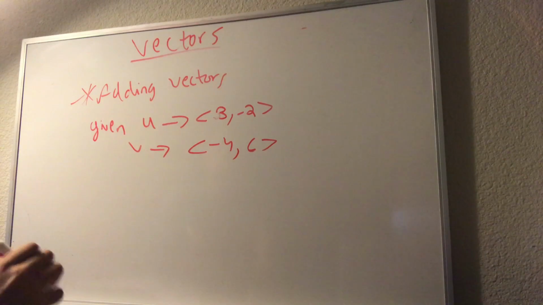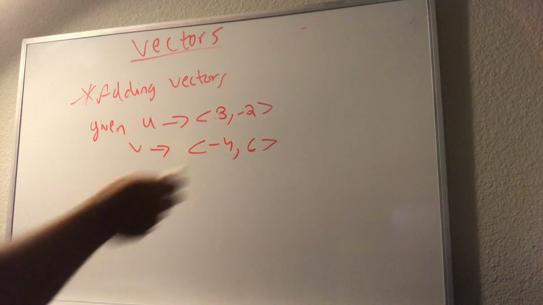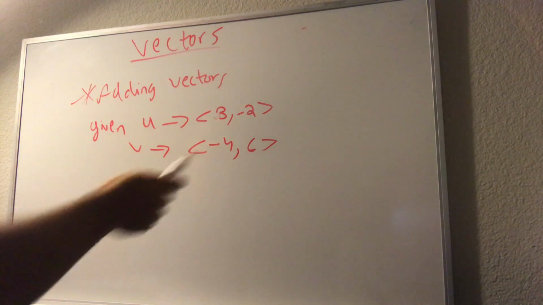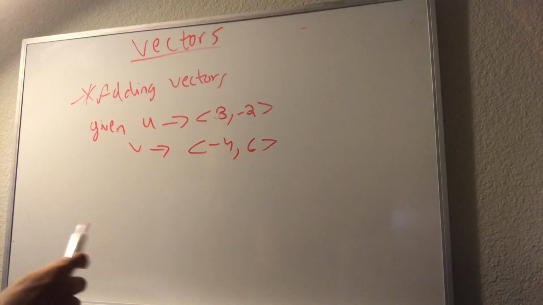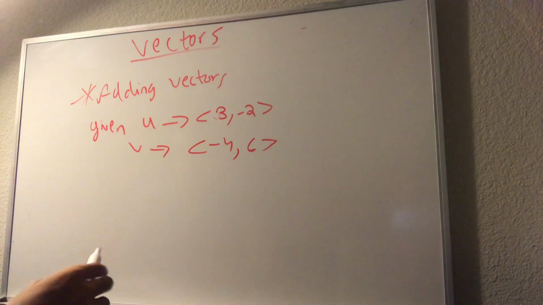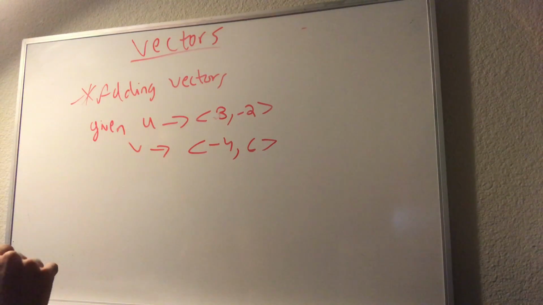And again, those are the components. This is your horizontal component, and this is your vertical component. Components is the terminology for these measurements here, negative 4 and 6: 4 in the direction that's left, 6 in the direction that's right. So that's how you denote vectors.